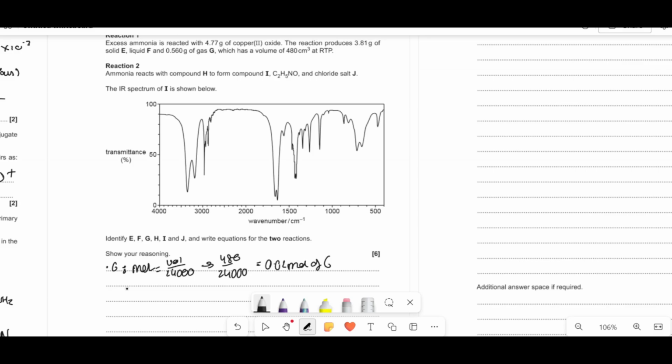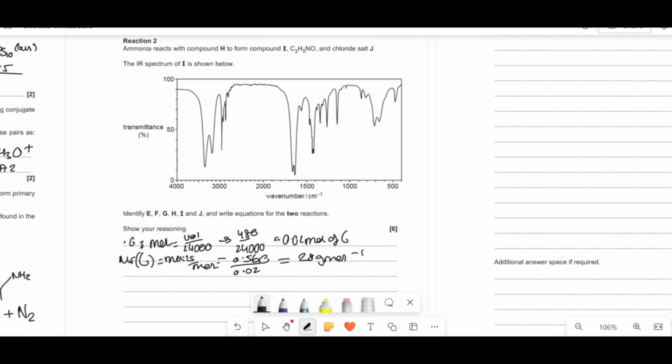Now, they've told you the mass of G, so we could work out its MR. So the MR of G has to equal mass over moles, which would be 0.560 over 0.02. If you do that, you end up getting 28 grams per mole. Now, G came from reacting excess ammonia with copper oxide, right? The gas that it's probably going to be is N2, which has an MR of 28. So that means that G has to equal N2.